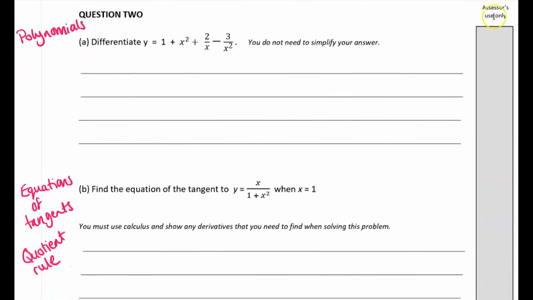Okay, question 2, back to some easy stuff for part A. So first off, always write those in power form. That's much easier to differentiate. So the 1 goes away, we've got 2x minus 2x to the minus 2 plus 6x to the minus 3.